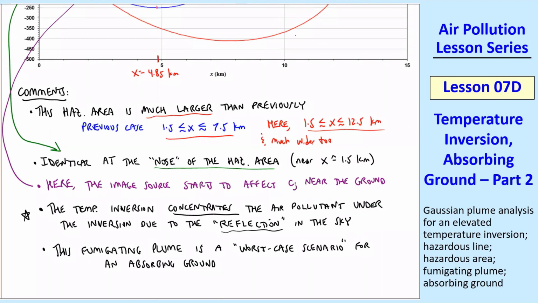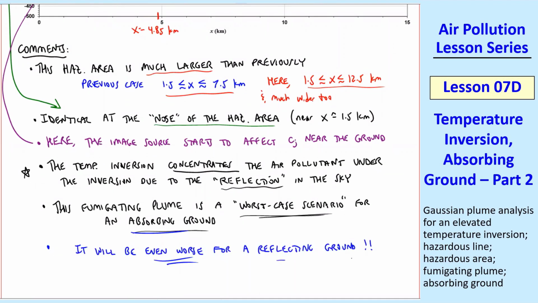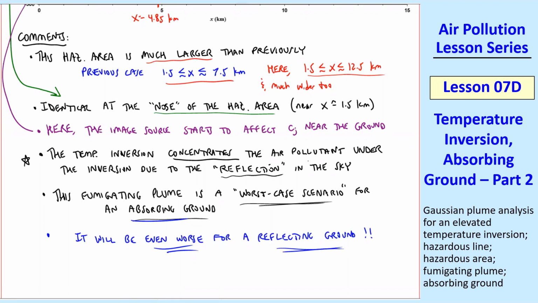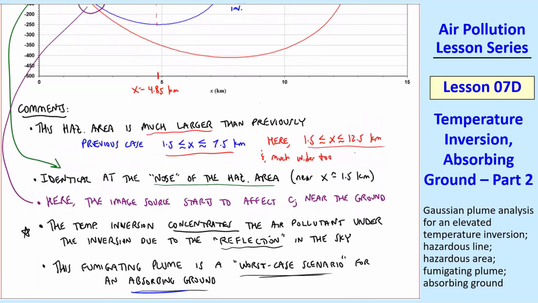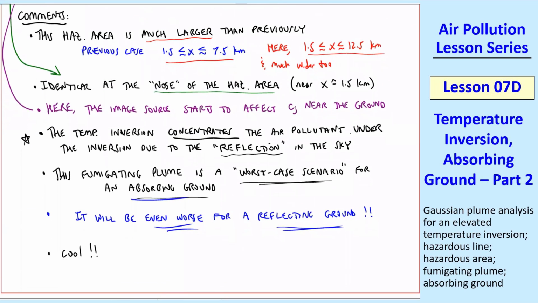Another comment, this fumigating plume is the worst case scenario for an absorbing ground, but it would be even worse for a reflecting ground, and we'll talk about reflecting ground in the next lesson. One final comment is that I think this is pretty cool that we can do this kind of analysis. And like I said before, even though it seems to be getting harder, we're adding these reflections and images and stuff, the algebra isn't that much harder, because if you've been following my advice and you have this already coded up in your Excel or MATLAB or whatever you're using, it's very easy to change. Just change some of the equations a little bit and you can run it again. So that's hopefully what you're doing for the quizzes, for the homework, and you should have no problem. And so that's where I will stop.